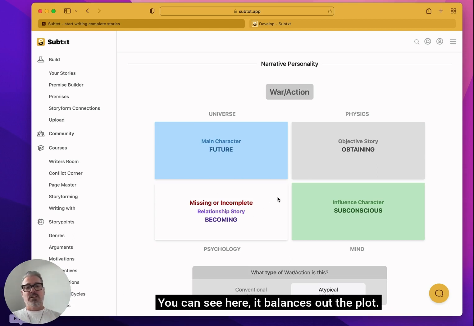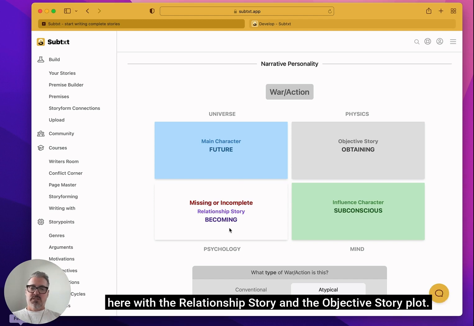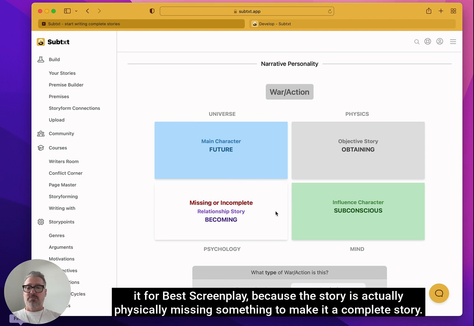You can see here, it balances out the plot, whereas the influence character's challenging point of view balances out the main character's point of view. The same thing happens here with the relationship story and the objective story plot. When you don't have that, the audience instinctively knows that something is missing and therefore will nominate it for best screenplay because the story is actually physically missing something to make it a complete story.